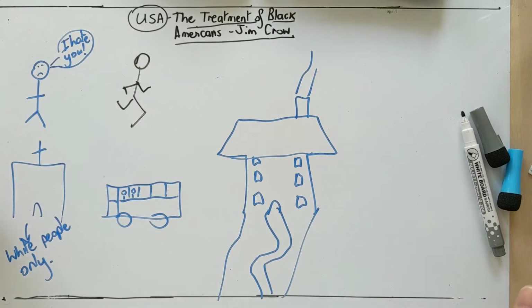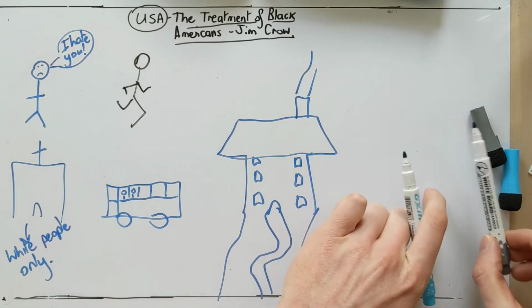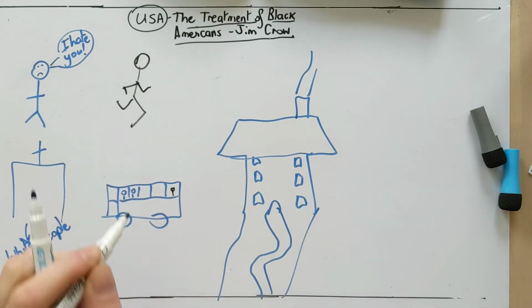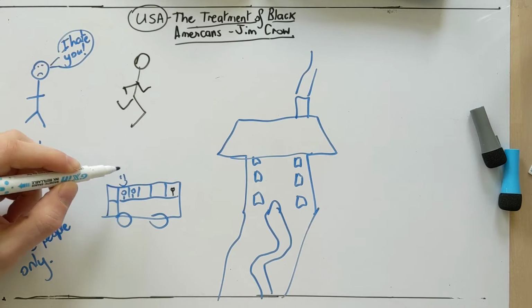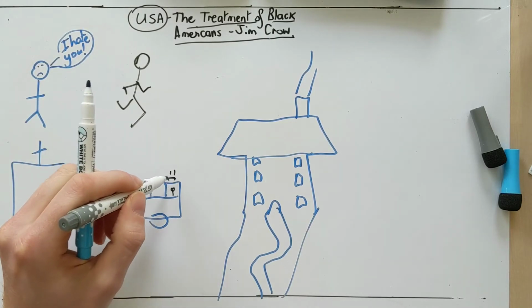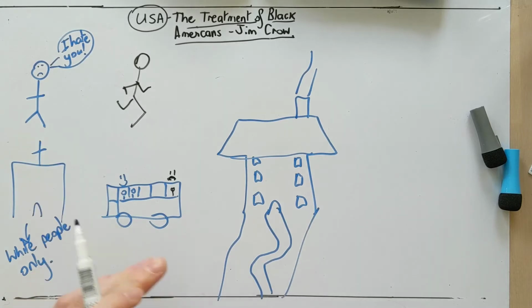There weren't that many buses, so instead of having different buses, what they did was they'd have white people at the front, black people at the back. So you've got white people being really, really happy, black people being really, really sad because they're being told, oh, get to the back of the bus, you're not good enough to be at the front.